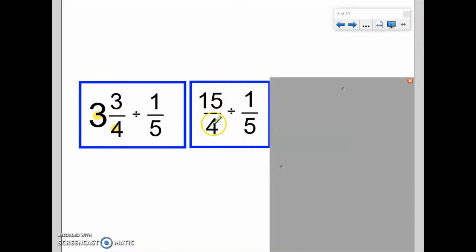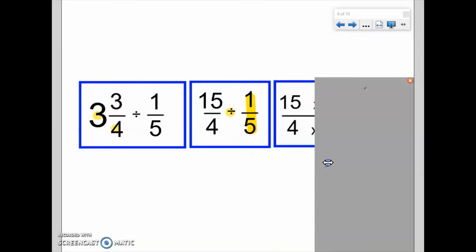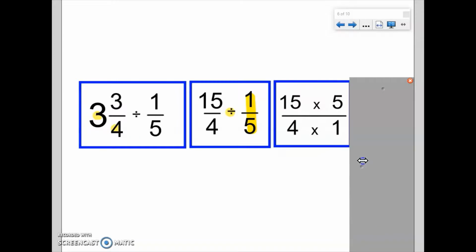I'm going to go ahead and keep, change, and flip. So I'm going to find the reciprocal of 1 over 5, which will be 5 over 1. Remember, mathematically what we're doing is a shortcut of finding a common denominator, a shortcut of cross-multiplying. So my question, after keep, change, flip, now looks like this. 15 times 5 is going to give me 75.